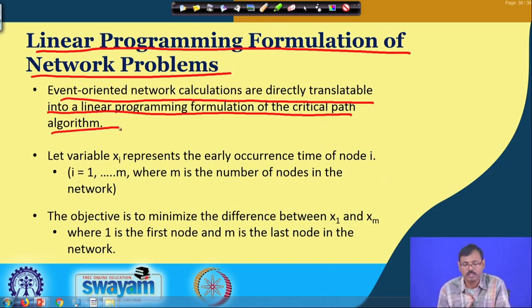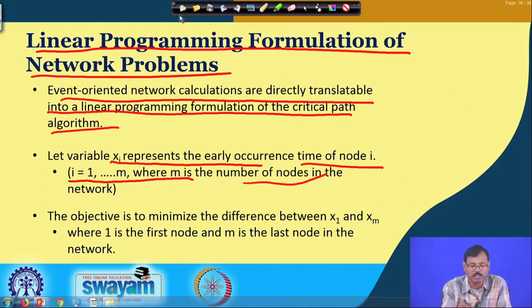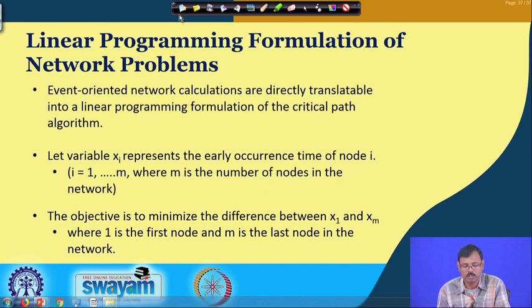Let us consider the variables x_i, which represent the early occurrence time of node i, where i varies from 1 to m, and m is the number of nodes considered in the network. That means the first node, i equal to 1, is considered the start node, and i equal to m is considered the end node, with the other nodes in between.